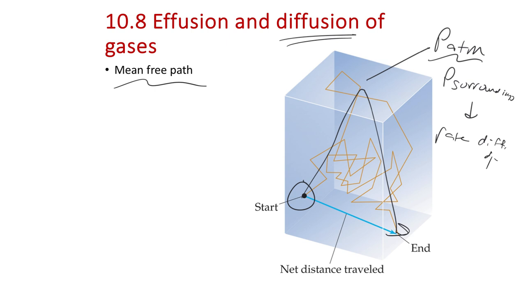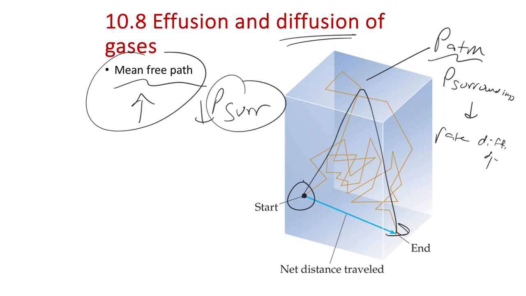How long can a particle travel before it encounters another particle? So you're going to get a longer mean free path when you have a lower surrounding pressure. So you get a higher mean free path at lower surrounding pressures. So if you lower that surrounding pressure, you're going to get a longer mean free path.